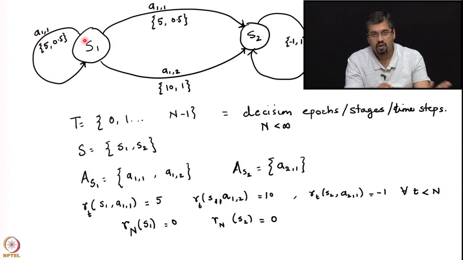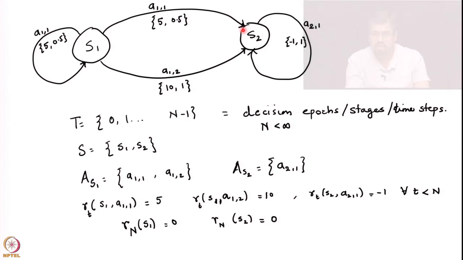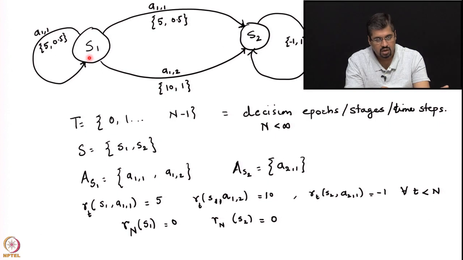Now, I am not saying that every time you take action A11 you will end up in state S1, because there is a chance for you to transition with some probability to state S2 as well. So, if you take action A11 in state S1, you could move to state S2. But the only way you could end up in S1 is by taking action A11, right. So, if your current state at time t is S1, then the state at time t minus 1 should also be S1, and the action at time t minus 1 should have been A11.